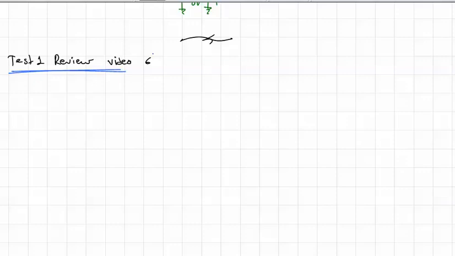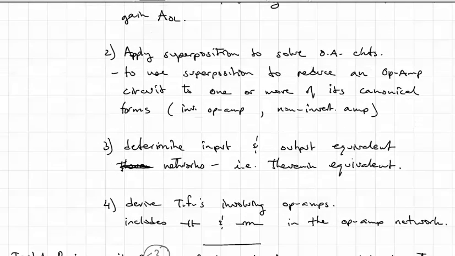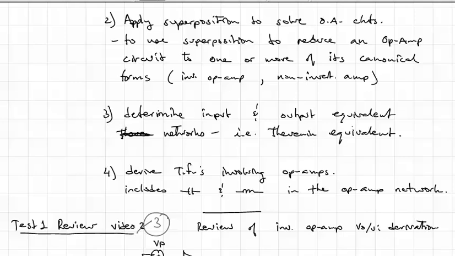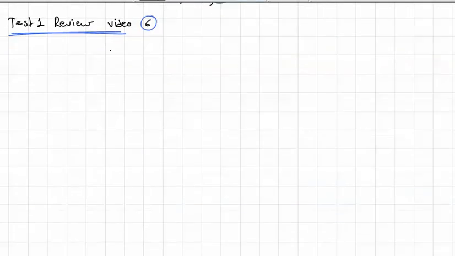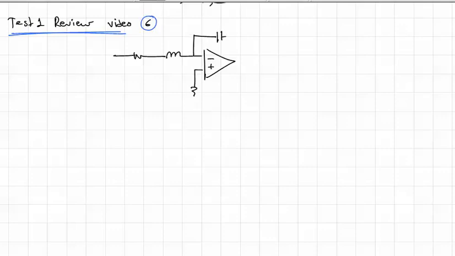Okay, this is video 6 in the series on review for test 1, where we're talking about op amps currently. And here we want to look at the last topic that we had listed in our list of things for op amps, and that is to derive transfer functions involving op amps. So let's consider some op amp circuit, and we'll just do something like this.